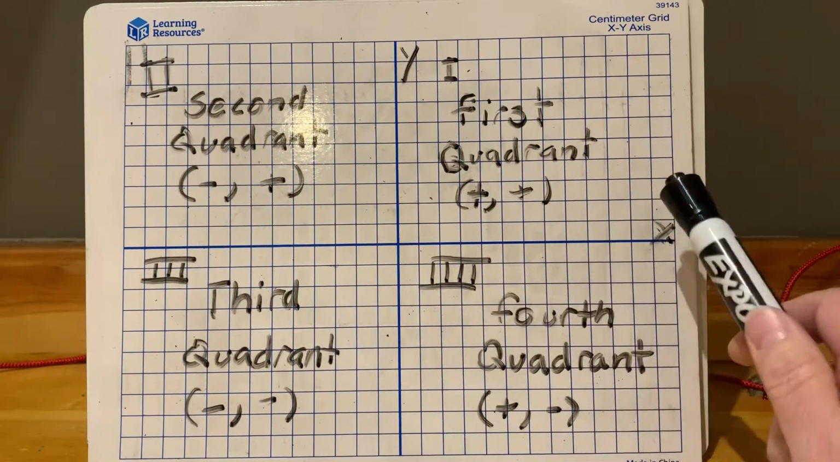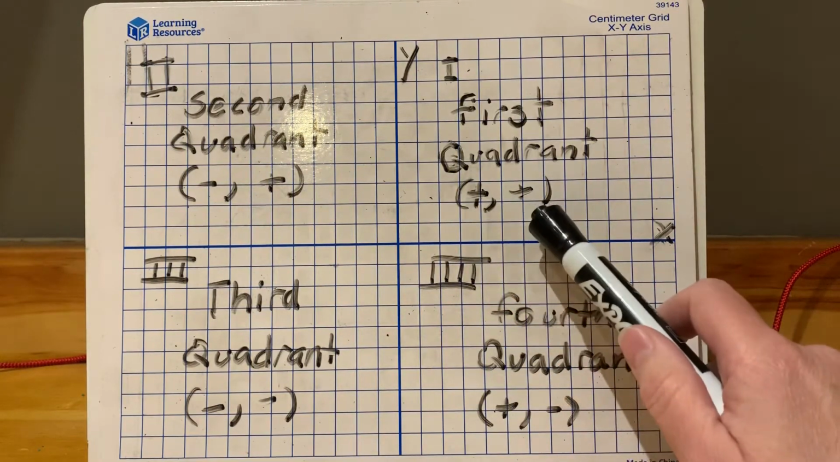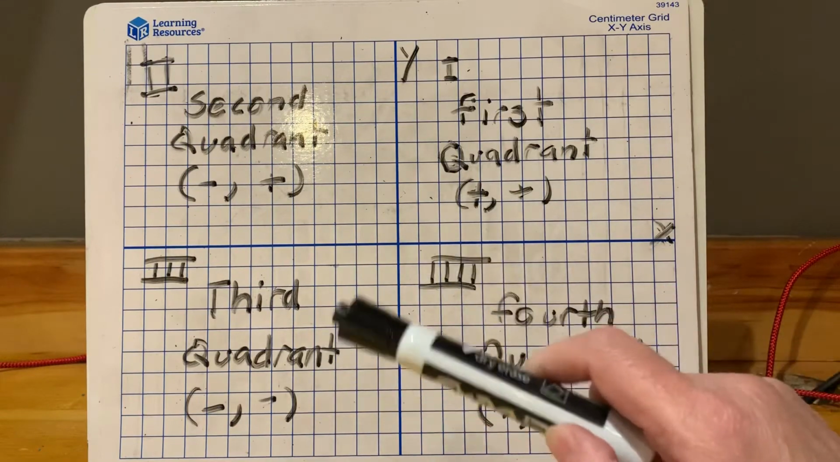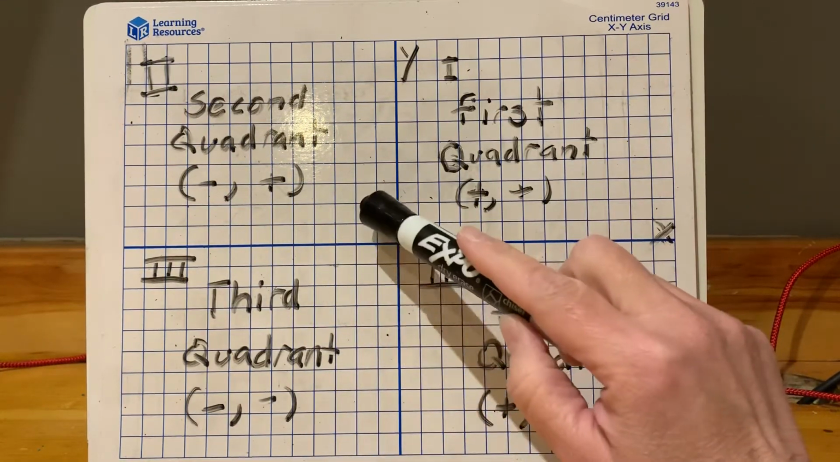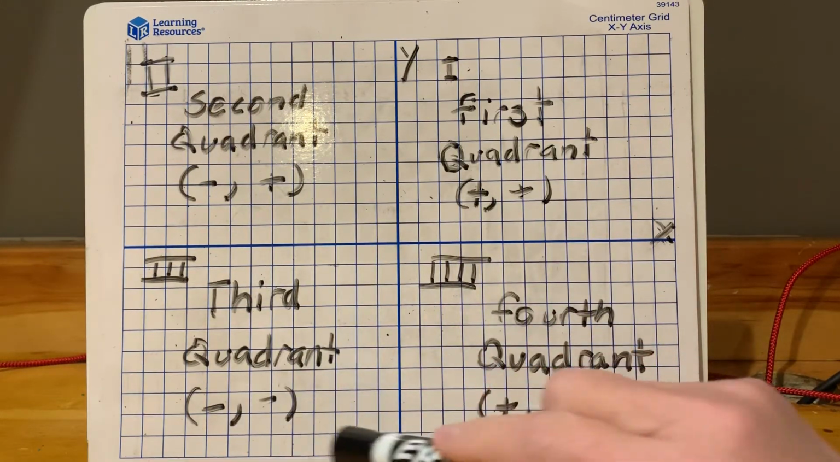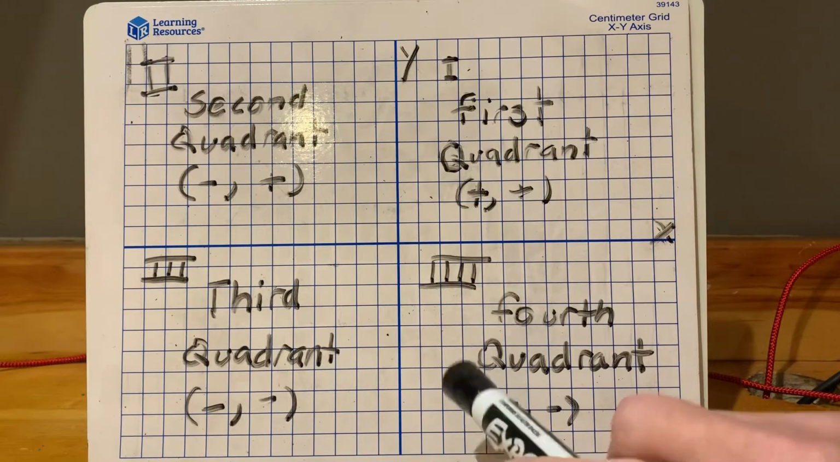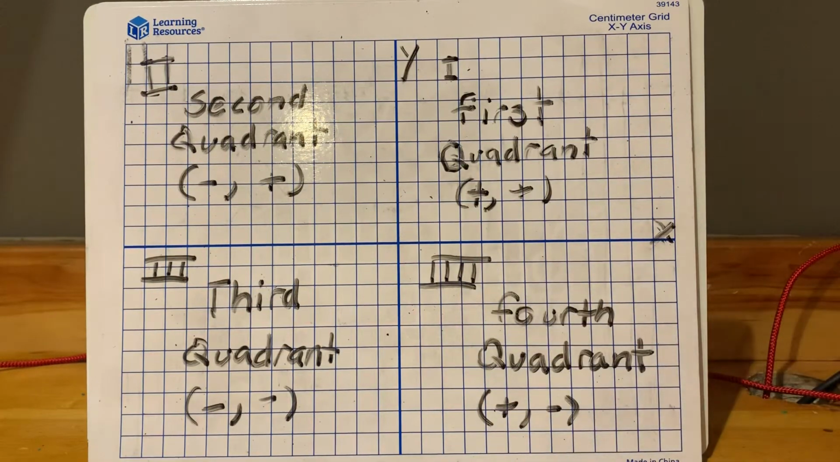Now, the first quadrant has both signs positive for both the x and the y. The second quadrant, the x is negative, the y is positive. The third quadrant, both x and y are negative. Fourth quadrant, the x is positive, the y is negative.